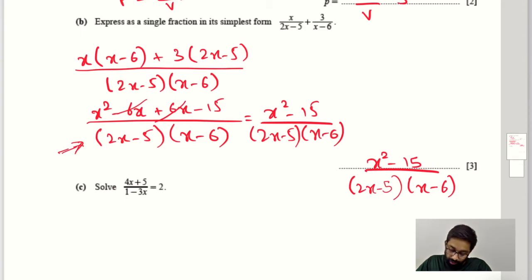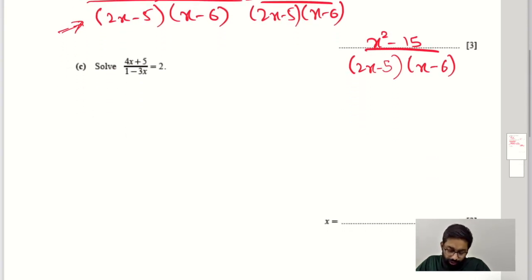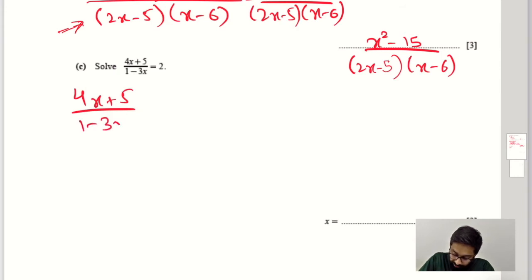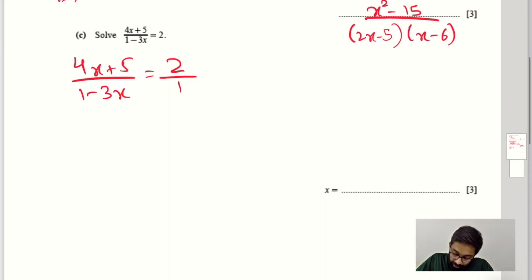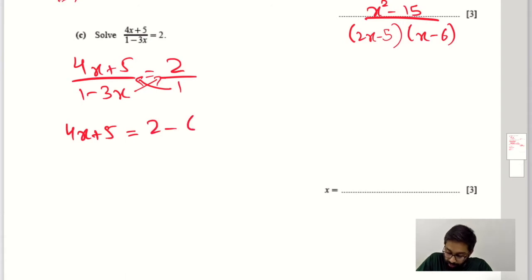Let's move on. The next part says, solve 4x plus 5 over 1 minus 3x equal to 2. That means if I have to write this down as two separate fractions, I would do 4x plus 5 over 1 minus 3x equal to 2 over 1. Okay, so now I cross multiply. I cross multiply 1 minus 3x with 2 and I multiply 1 with 4x plus 5. So 4x plus 5 multiplied by 1 remains as it is. 2 times 1 minus 3x gives you 2 minus 6x.